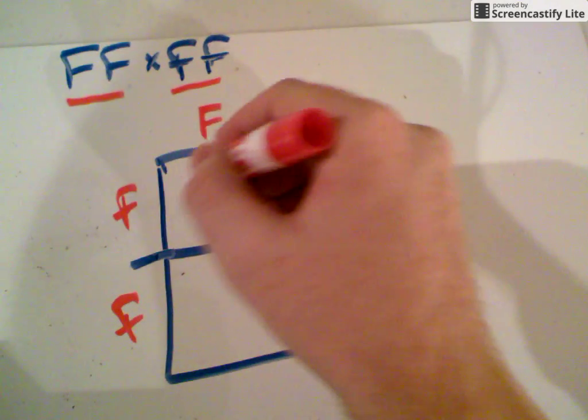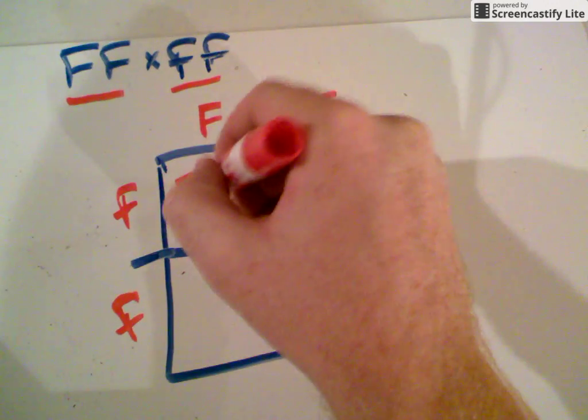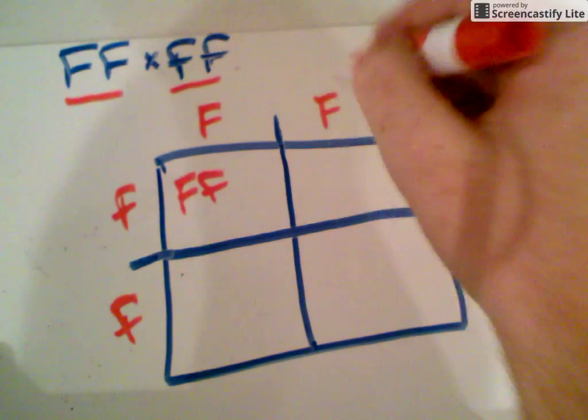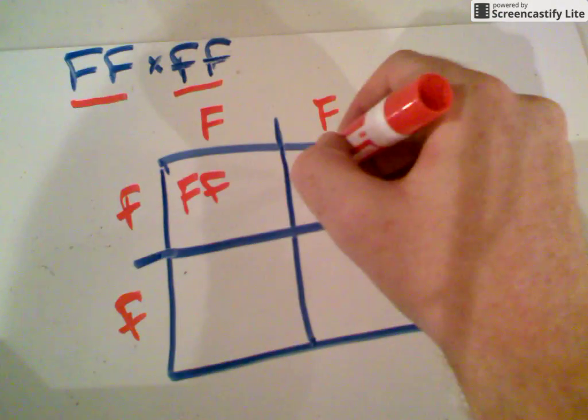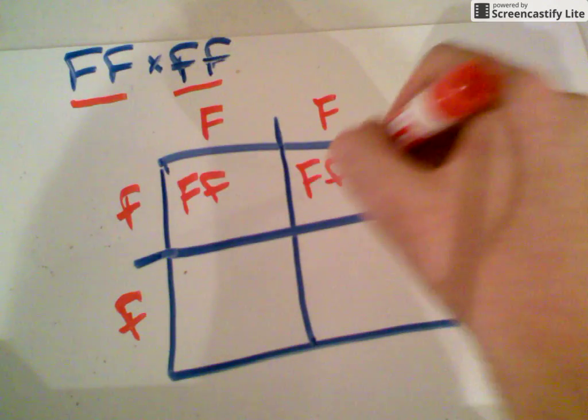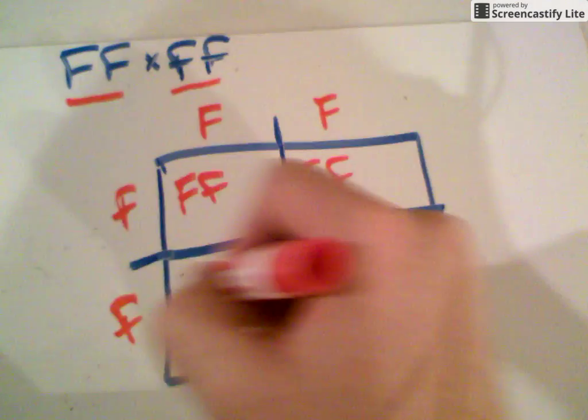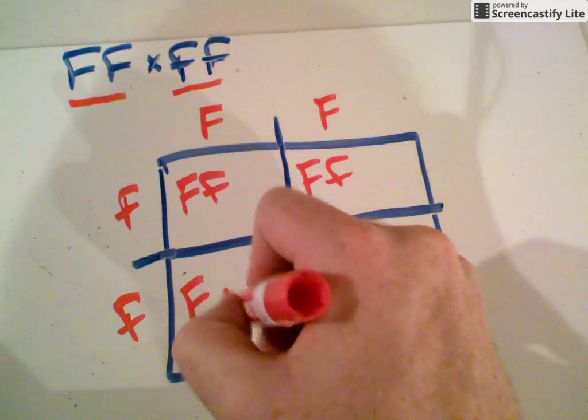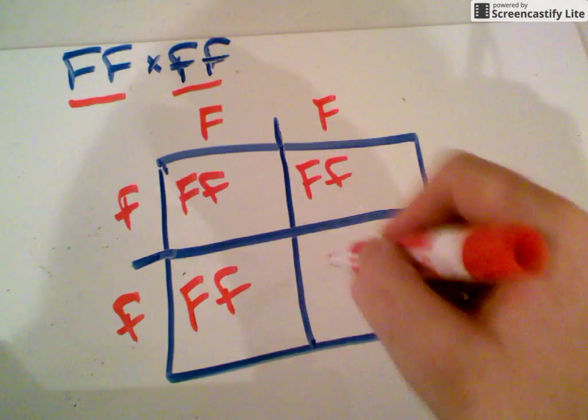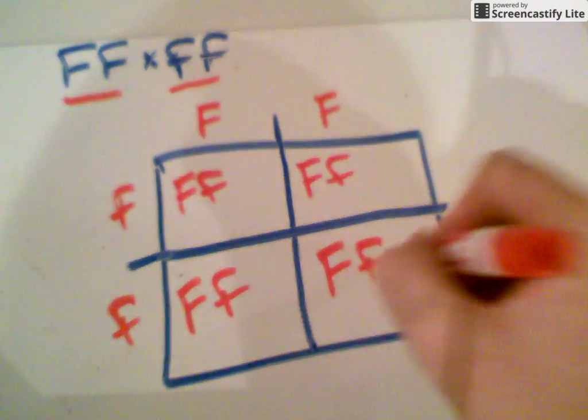So down and across. Big F, little f. Down, across. Big F, little f. Down, across. Big F, little f. And the last one. Okay.